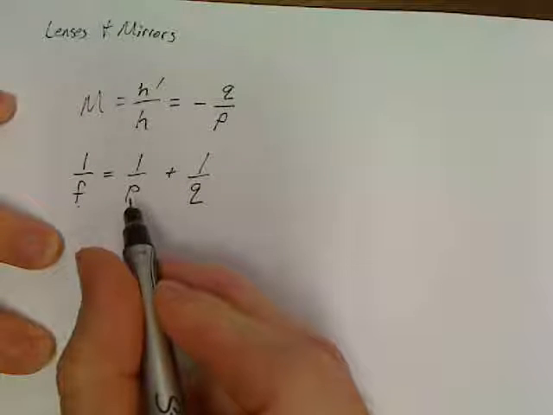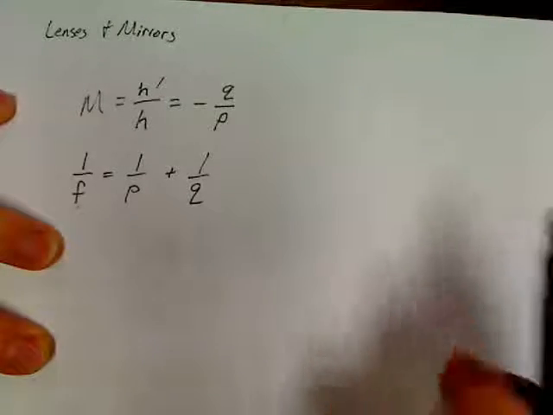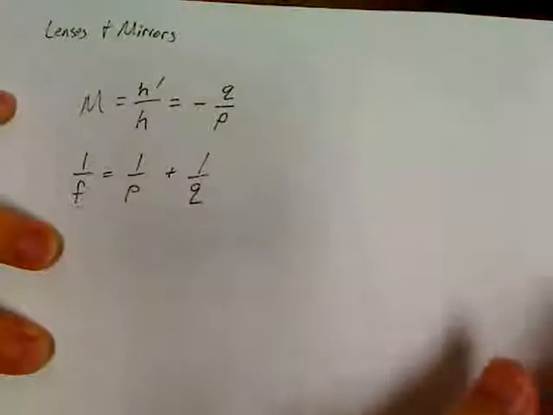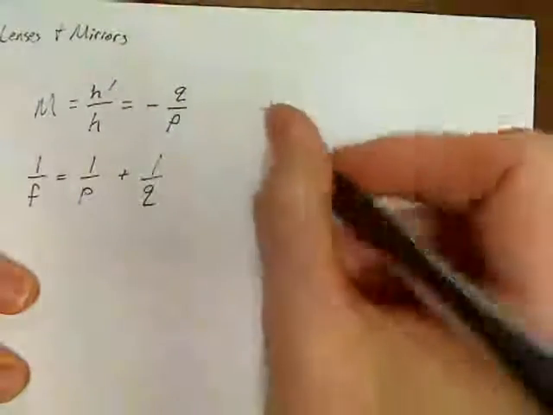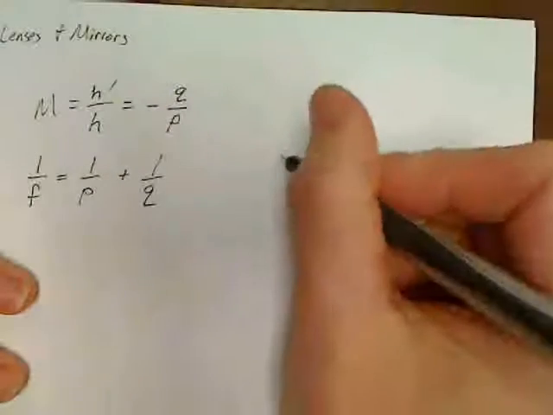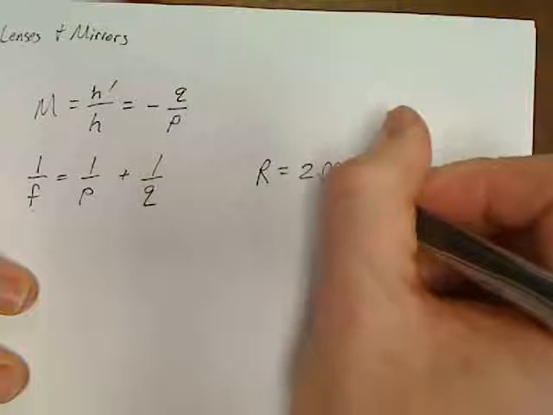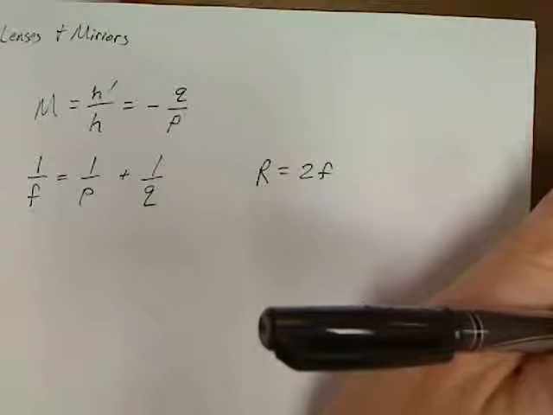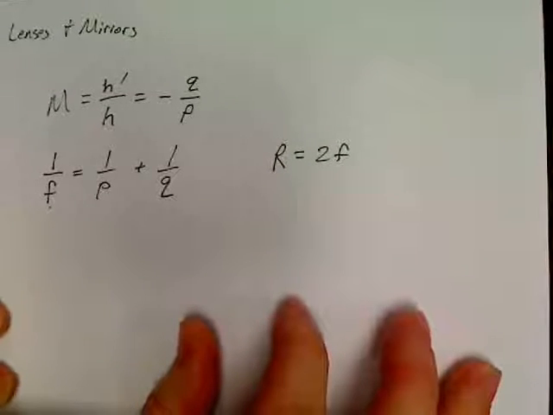P is your object distance, Q is your image distance. H prime is the height of the image, H is the height of the object. The only other equation you need in any of these problems, since one of the problems said something about radius, is that radius is equal to 2 times the focal length. So that's every equation that has to do with lenses that you're going to have to worry about.